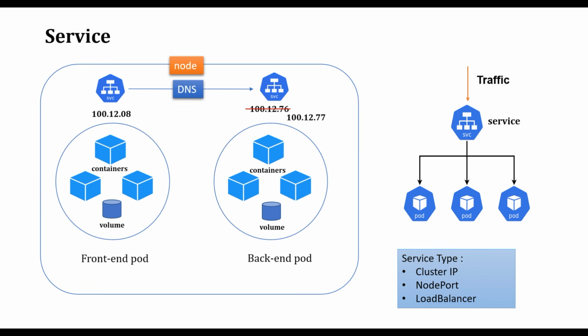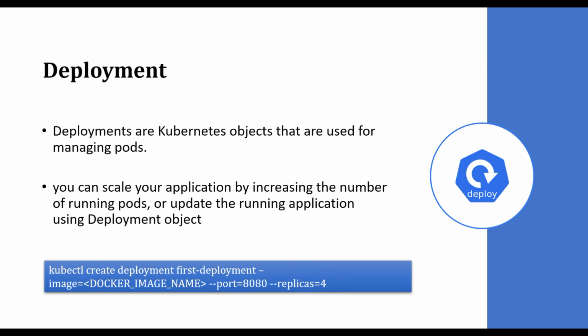Now let's move into the next component, which is deployment. Deployments are Kubernetes objects that are used for managing pods. You can scale your application by increasing the number of running pods, or you can update the running application using the deployment object. Also, you can configure number of pods, CPU, memory, everything through this particular deployment object.